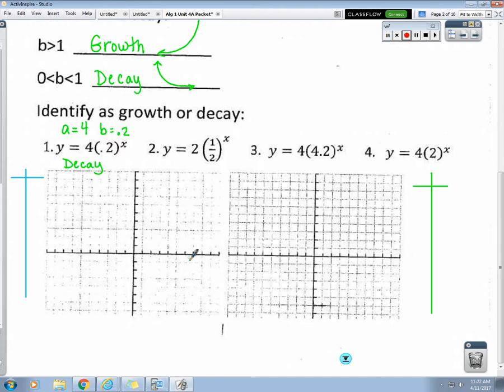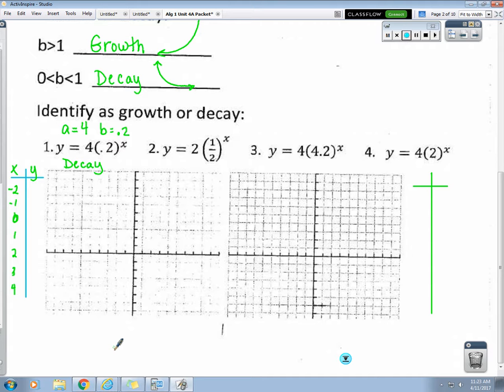But to know exactly where to put it on here, we're going to create a table of values. So create a t-chart over here. And then I'm going to go ahead and give you x values. So just -2, -1, 0, 1, 2, 3, 4. Okay, once you've created a table with x and y's, fill in the x's with -2, -1, 0, 1, 2, 3, and 4.